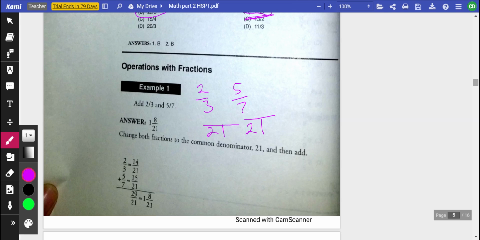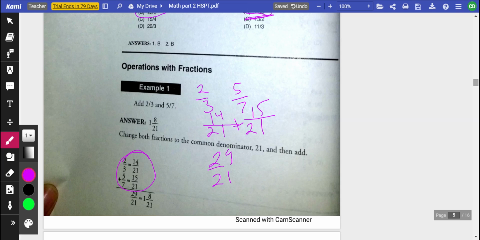Then I look at this. 3 times 7 is 21, so 2 times 7 is 14. 7 times 3 is 21, so 5 times 3 is 15. We have a common denominator, so we can add these two. It's the same fun stuff they did over here. We add it up. We get 29 over 21.